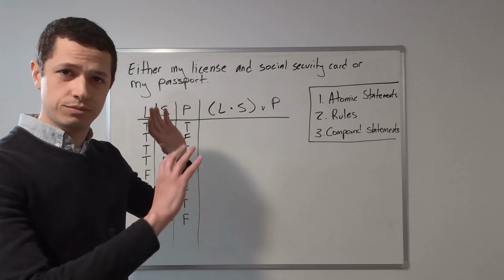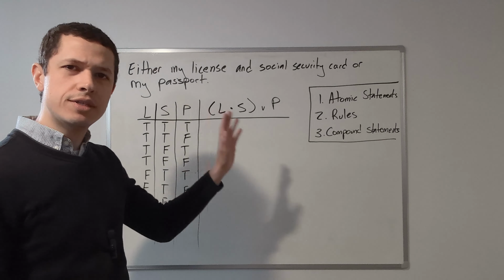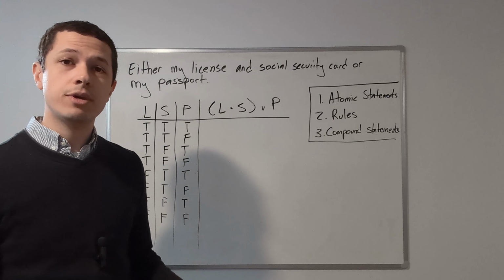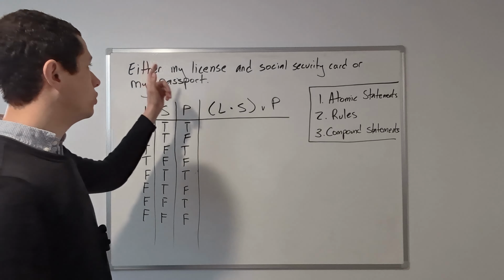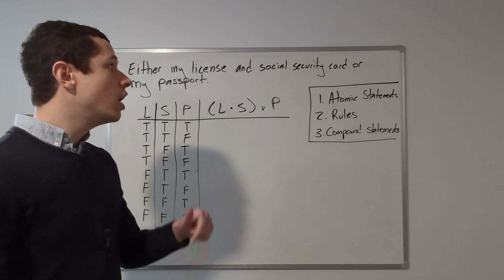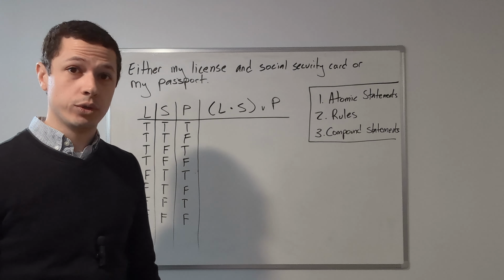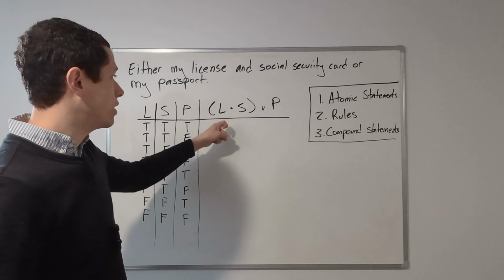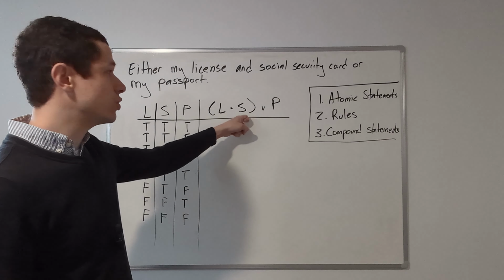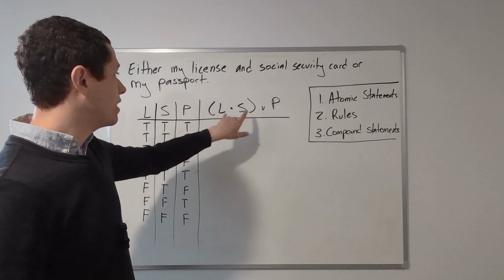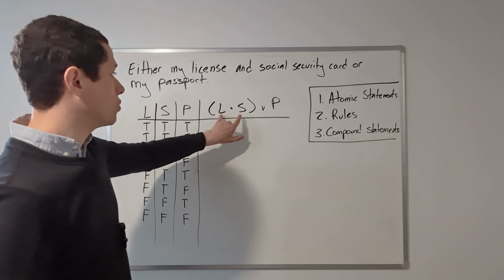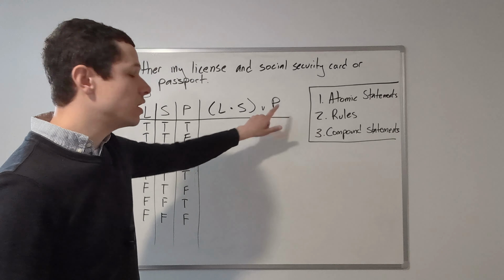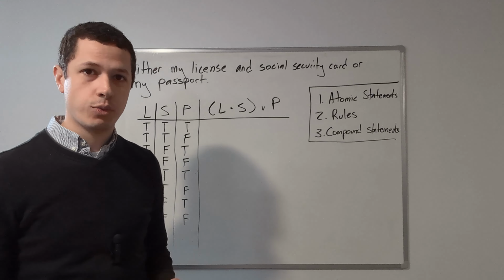So we're going to take our example statement to just be this set of conditions. To put it in the form of a statement, one must bring either one's license and social security, or else just the passport will do. Okay, so that can be symbolized the way that I have here: L for license, S for social security, and P for passport. And so what this shows is exactly what this says here: either one brings both their license and social security, or otherwise one can just bring their passport.